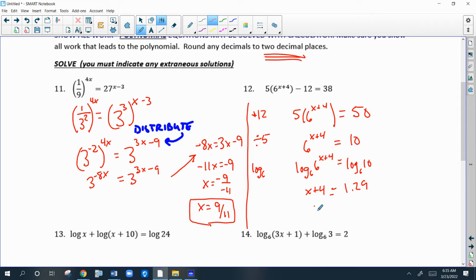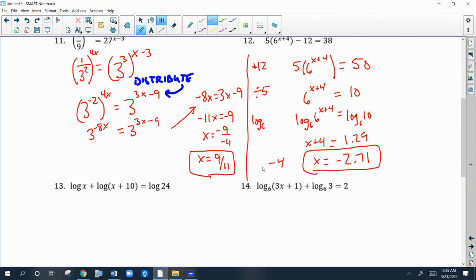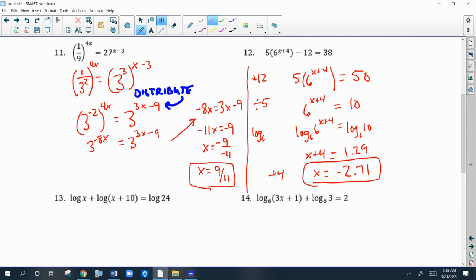Add or subtract 4. Just continue on your calculator with that. I get negative 2.71. Make sure you check that. Again, I'm going to check that later. And those are those two equations.